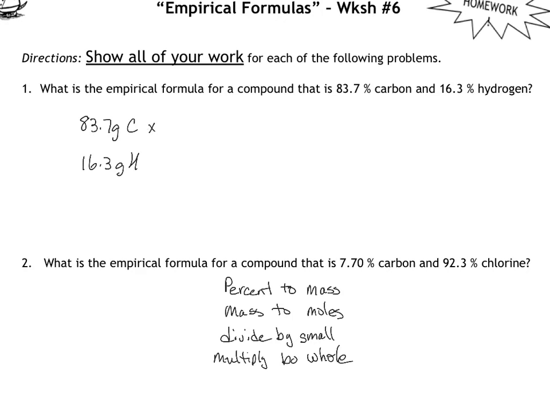So times, if we have grams on the top, we're going to need grams on the bottom. So 1 mole of carbon, you can look it up on your periodic table, is 12.01 grams in 1 mole of carbon. For hydrogen, it is 1.01 grams per 1 mole.